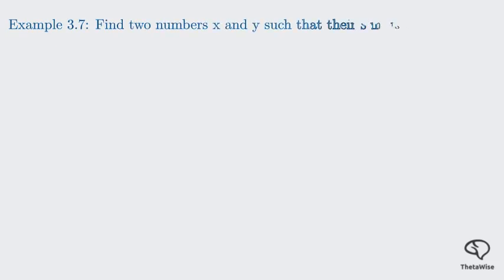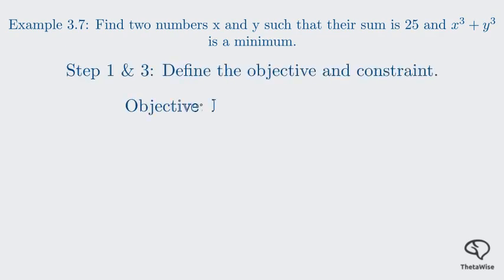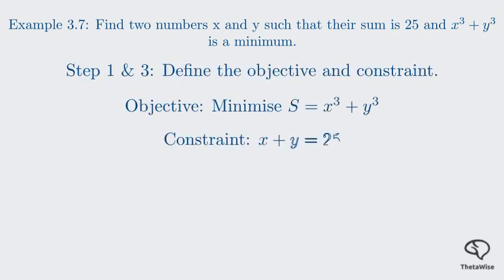Example 3.7 asks us to find two numbers, x and y, that add up to 25, and their sum of cubes, x cubed plus y cubed, is a minimum. We'll follow the same optimization strategy. First, the objective. We want to minimize the function s, where s is x cubed plus y cubed. Our constraint is that the sum of x and y must be 25.